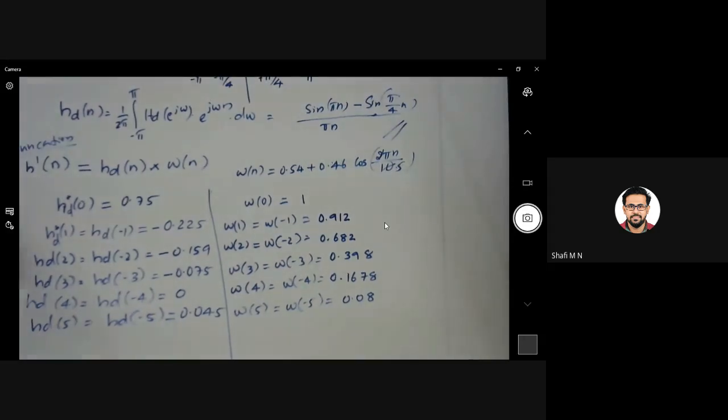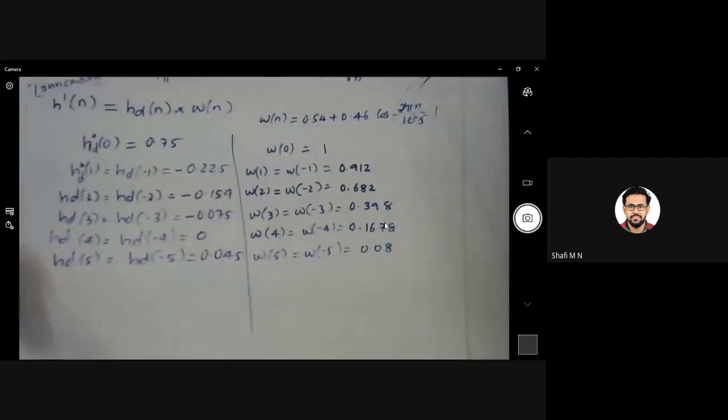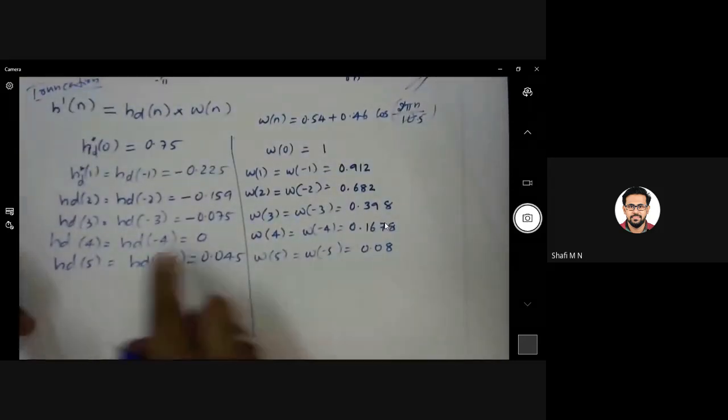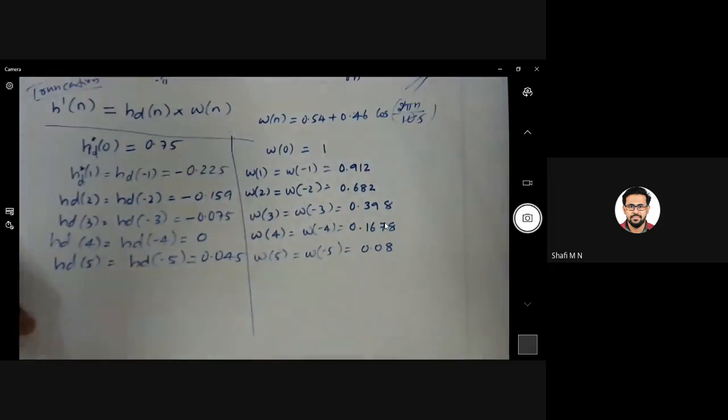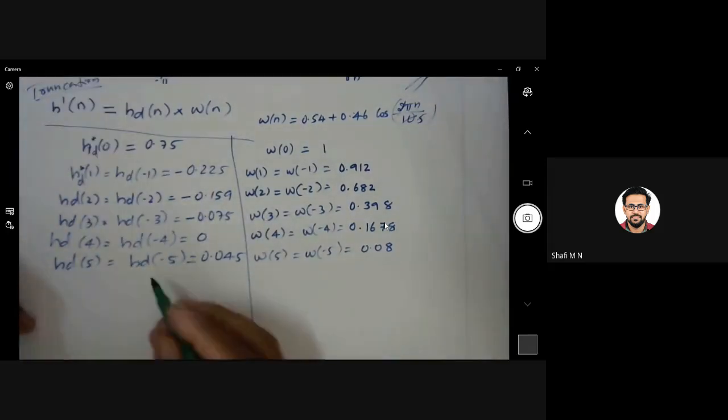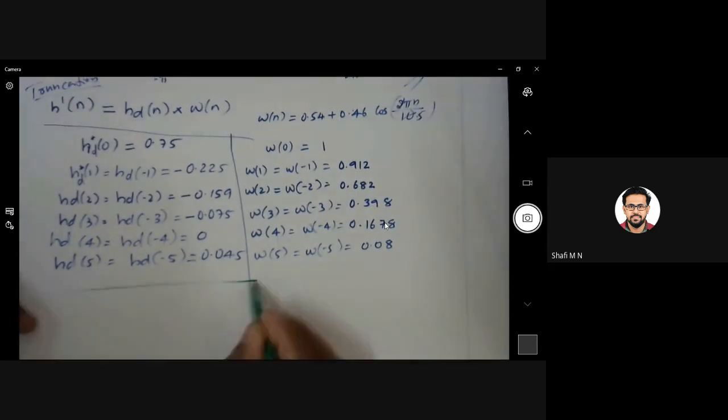So we have not done truncation yet. Truncation complete. If you want to truncate it using this window, you have to perform this particular equation. That means you have to perform the multiplication. So just write the multiplied function. You can call it as h dash.